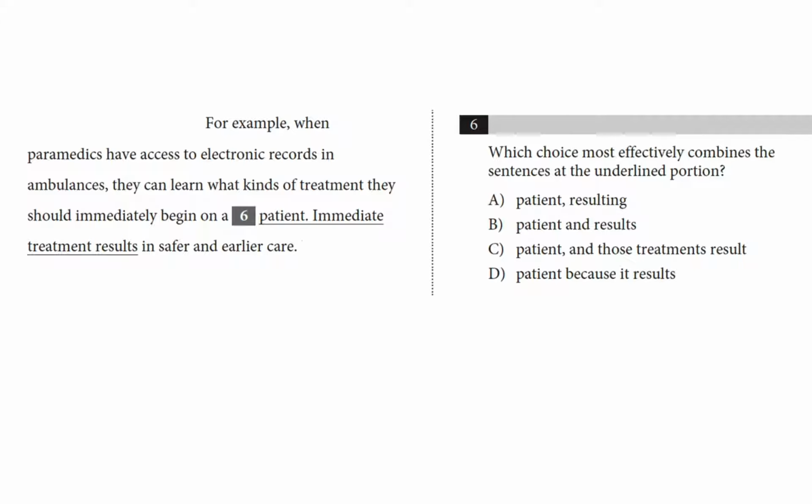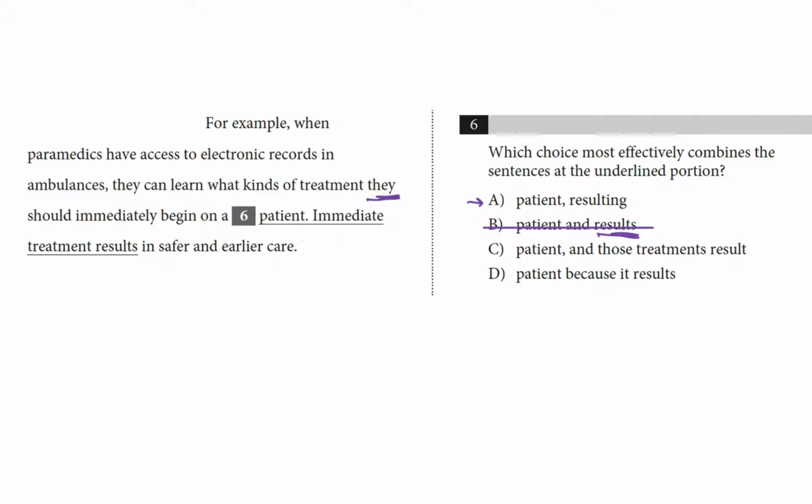So let's start with choice A. They can learn what kinds of treatment they should immediately begin on a patient, resulting in safer and earlier care. I don't see anything wrong with that grammatically. It also seems nice and efficient. That might be our answer. What about choice B? They can learn what kinds of treatment they should immediately begin on a patient and results in safer and earlier care. Aha, that's an error. The singular verb results doesn't match up with the plural subject, they. So we can cross out choice B.